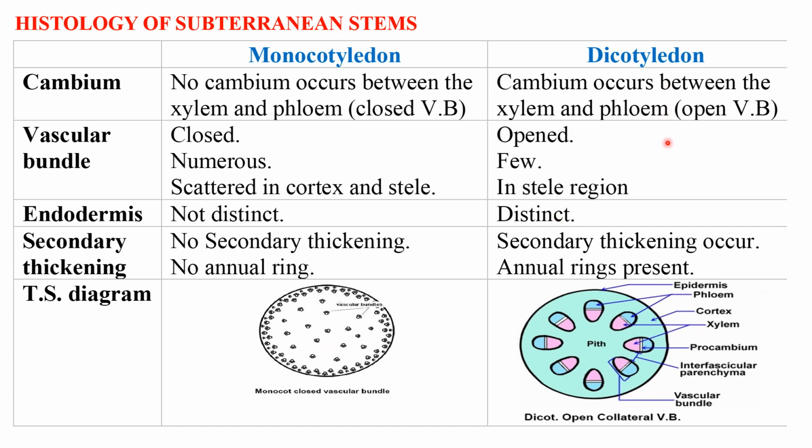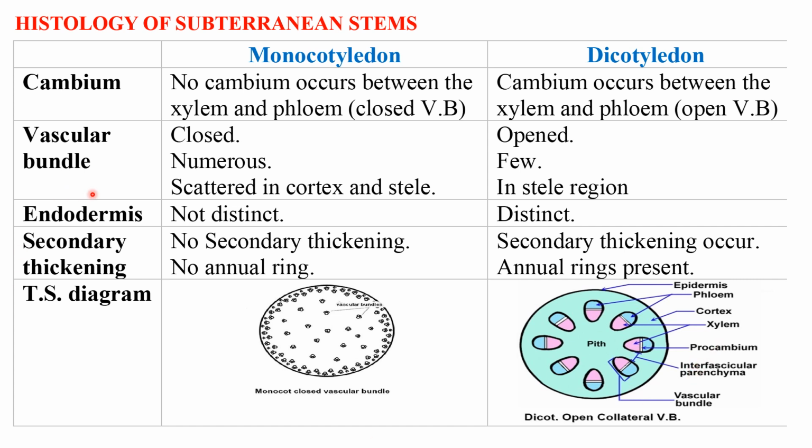While in the dicotyledon there is a vascular cambium occurring between the xylem and the phloem. So the vascular bundle here is named an open vascular bundle, which can grow in size. It's big in size, and we can see here the vascular cambium is distinct between the phloem and xylem. They are large in size, but few in number, and they are concentrated only in the stele region, not found in the cortex as in monocot. So this is a big difference in the shape between the transverse sections of subterranean stems from monocot and dicot.